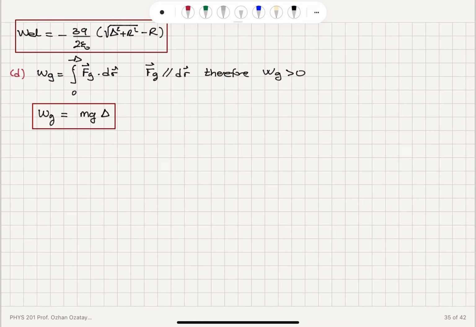It's a negative work. Work done by the gravitational force will come out positive. It's the integral from 0 to minus delta of the gravitational force dot product with displacement. Because the gravitational force and displacement are parallel to each other, it has to be positive. It's a constant force that comes out of this integral. So we have mg times delta, the positive work done by the gravitational force.